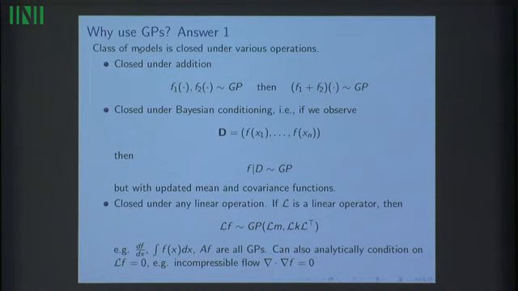They're also, I think, interestingly, closed under any kind of linear operation. So if L is a linear operator, and F is a Gaussian process, then your linear operator applied to F is also a Gaussian process, and all you do is apply the linear operator to your mean function and your covariance function. So what that means is the derivative of your model is still a Gaussian process.